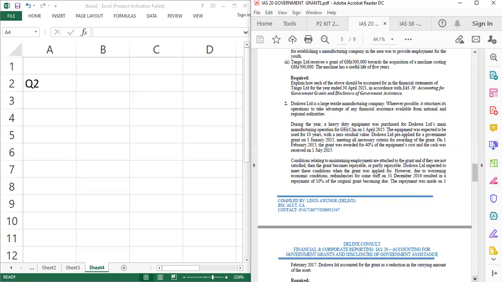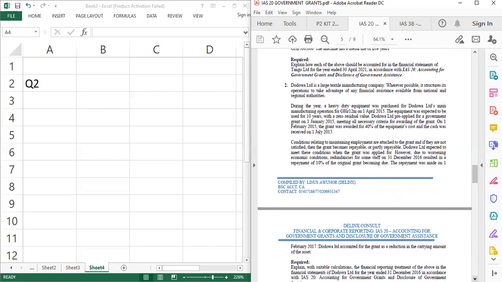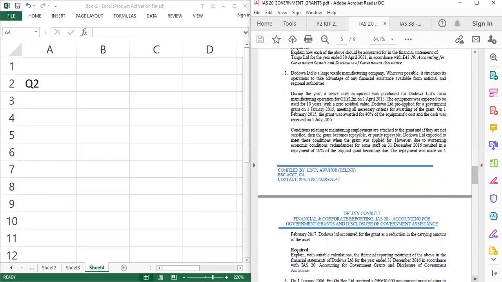when the grant was accepted, resulting in a repayment of 10% of the original grant becoming due. The repayment was made on 1st February 2016. Dodua Limited accounts for the grant as a reduction in the carrying amount of the asset acquired. Explain with suitable calculations the financial reporting treatment of the above in the financial statements of Dodua Limited for the year ended 31st December 2016, in accordance with IAS 20, Accounting for Government Grants and Disclosure of Government Assistance.